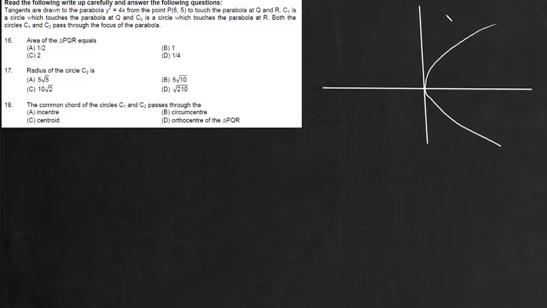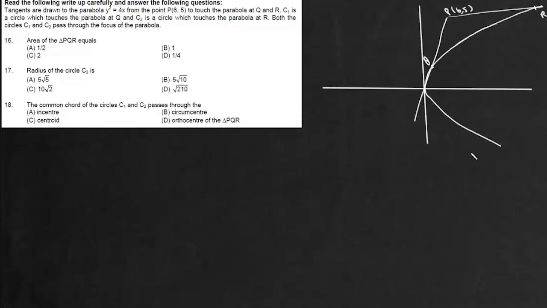Now here we have this parabola y² equals 4x. And then from a point P (6, 5), we have drawn two tangents, which touch this parabola at Q and R. So what we'll first do is find Q and R.